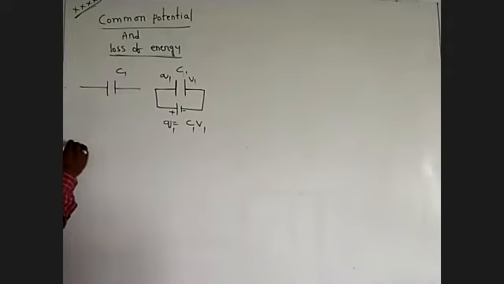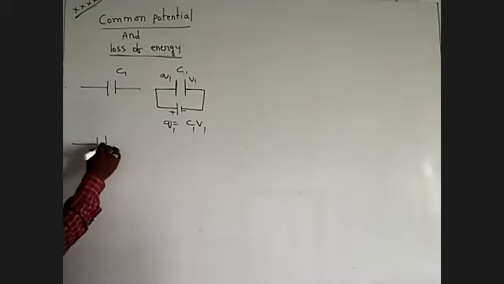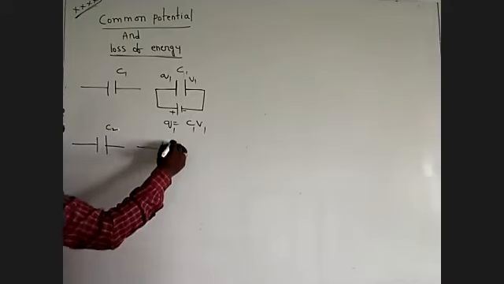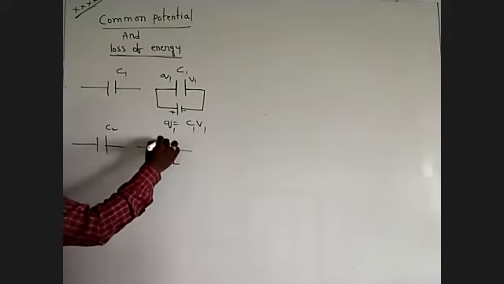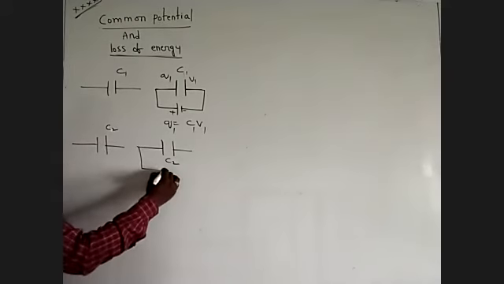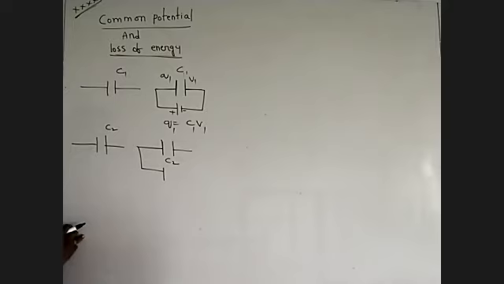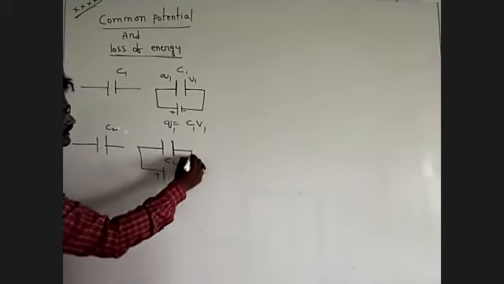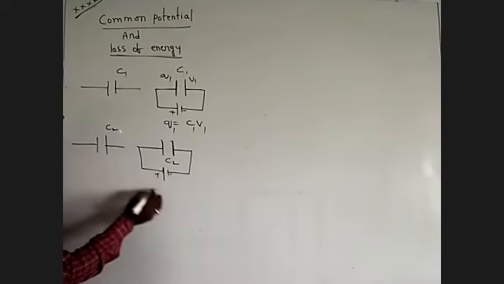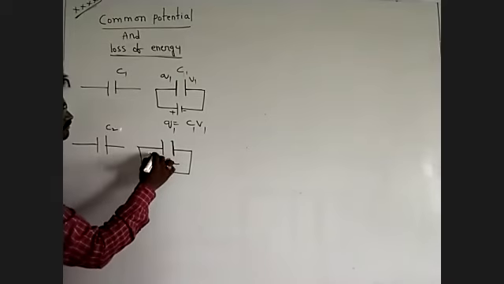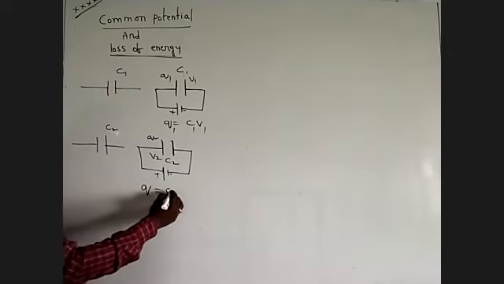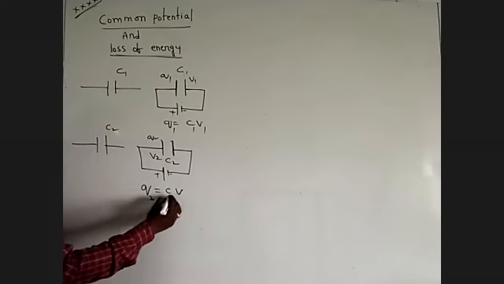Next, I'm taking the second capacitor, C2. In this C2 capacitor, one plate is connected to the positive terminal and the second plate is connected to the negative terminal. Potential here is V2 and charge is Q2. Q is equal to CV, so Q2 is C2 V2.